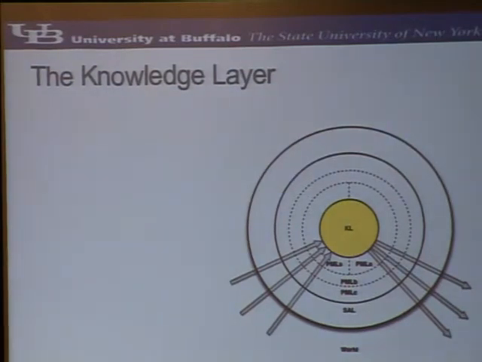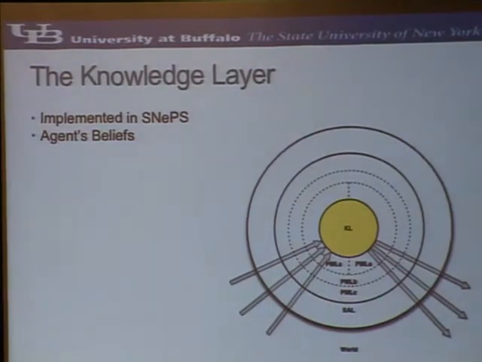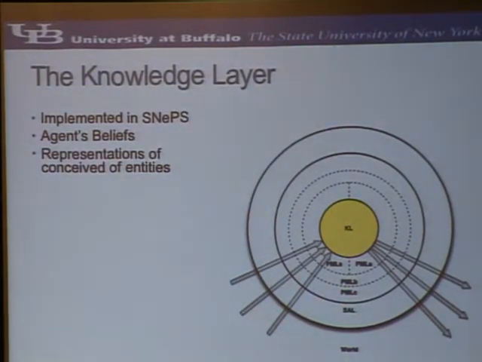Finally, the one that I tend to be most involved with is the knowledge layer, the upper layer, and that is implemented in the SNePS KR system. It contains the agent's beliefs, that is, not third-person beliefs about the agent, but first-person beliefs of the agent, as well as beliefs of itself. The representation of conceived-of entities. So if the agent conceives of some entity, it's represented at that level.